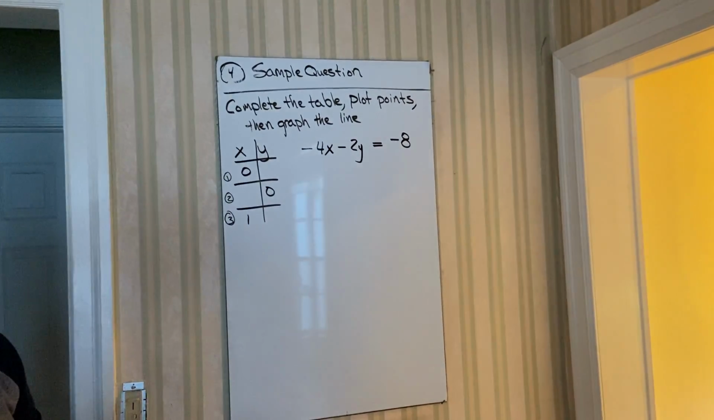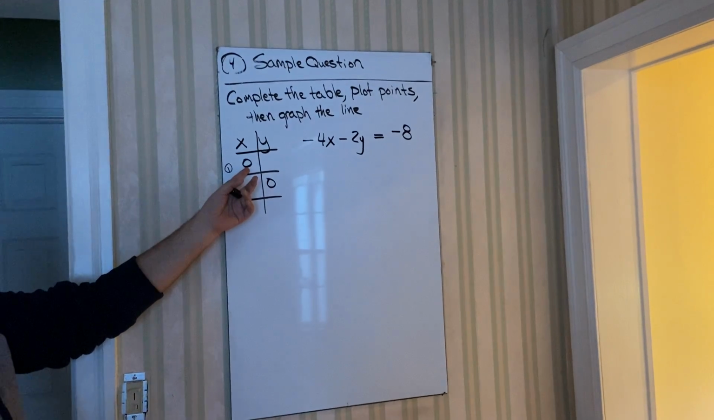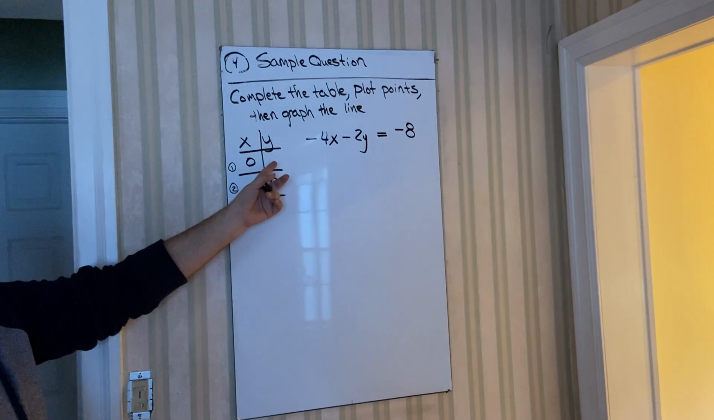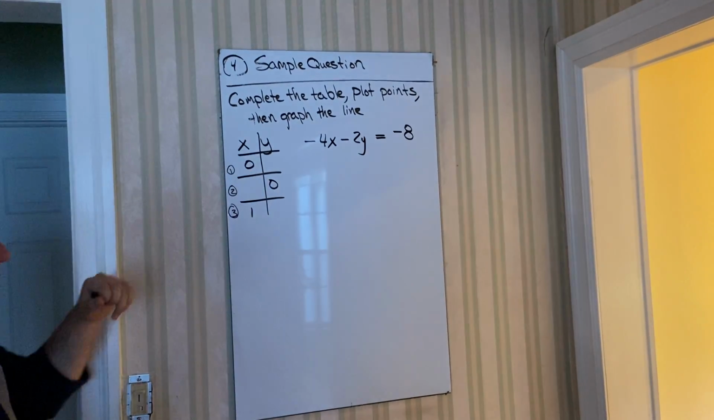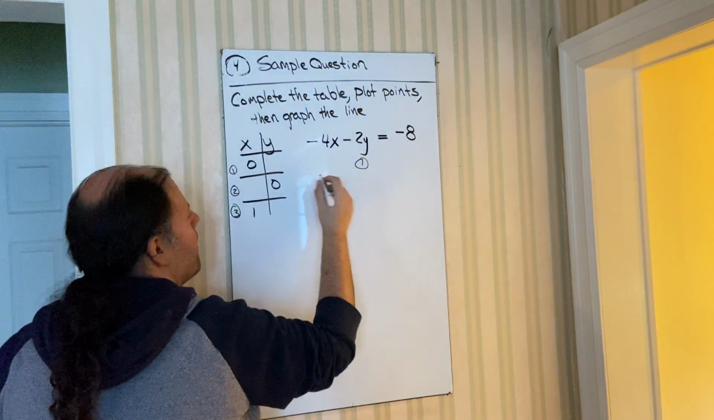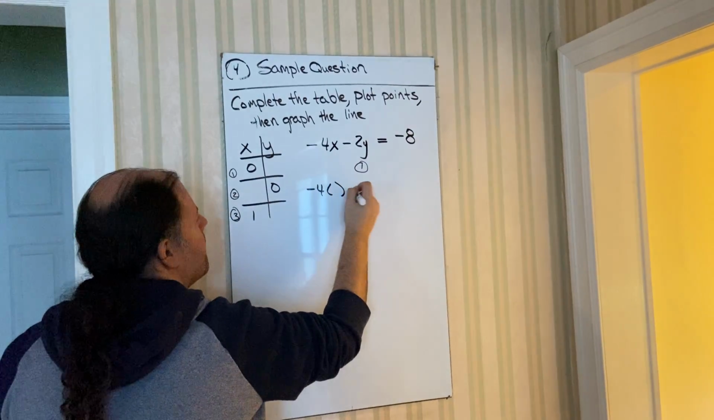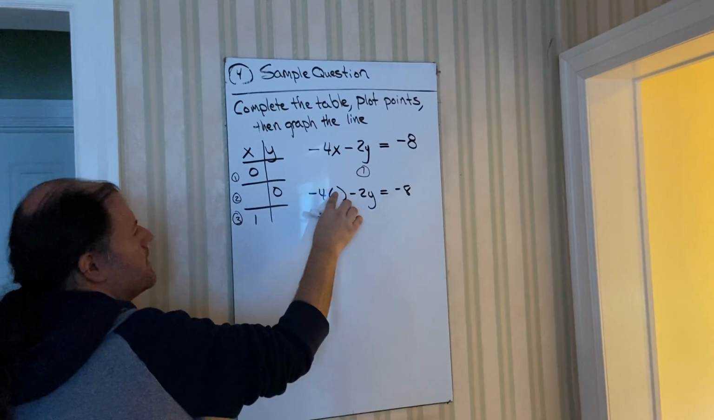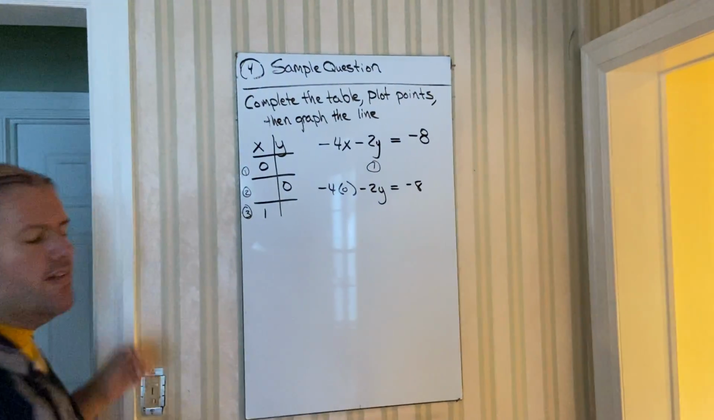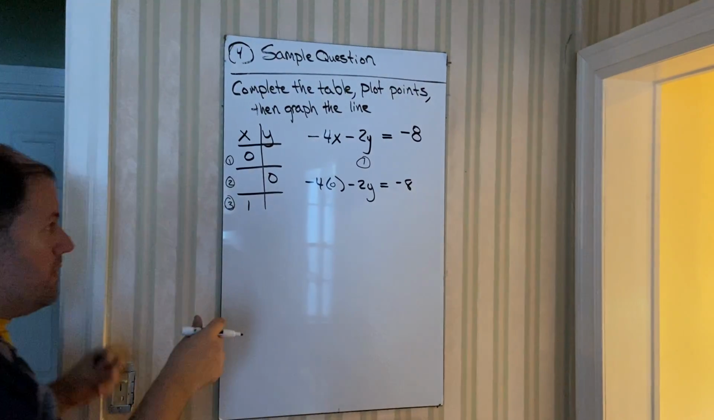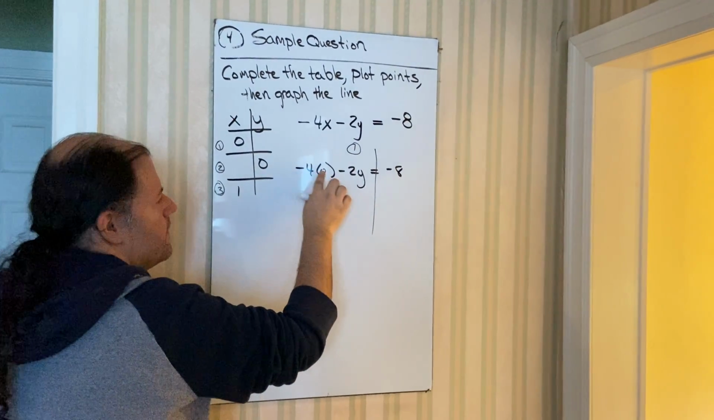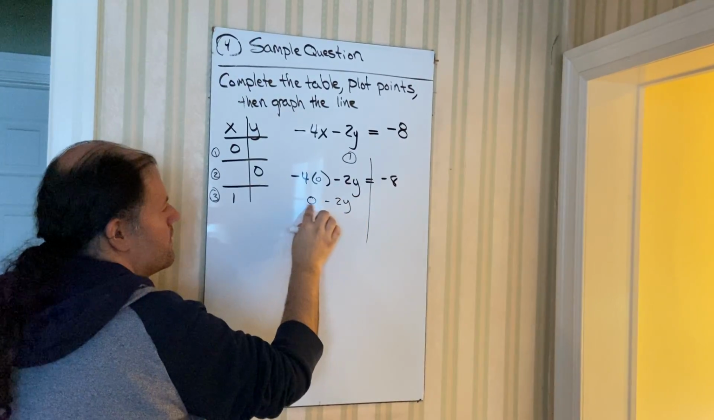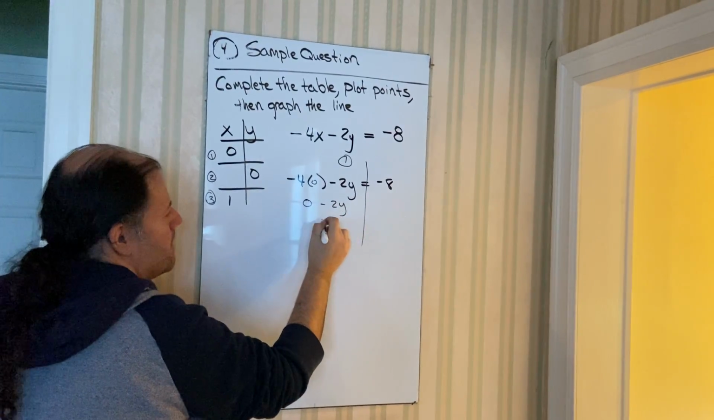Just take the equation. For the first one, remember, since I know what I'm going to plug in for x, we're going to put parentheses for x. Since I don't know what to plug in for y, we're going to keep it the letter y. Plug in x is 0, and then we're going to solve. You can see this one's a little bit longer. So -4 times 0, you know anything times 0 is 0. 0 minus 2y will always be the other guy, minus 2y.